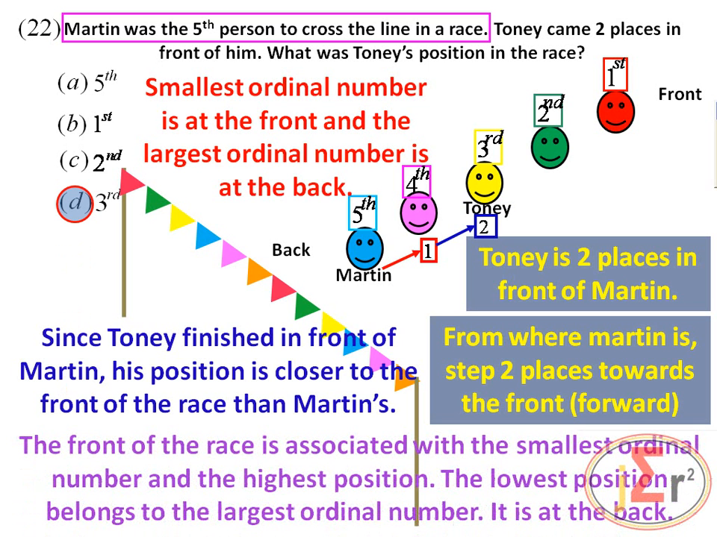The front of the race is associated with the smallest ordinal number and the highest position. The lowest position belongs to the largest ordinal number. It is at the back of the race.